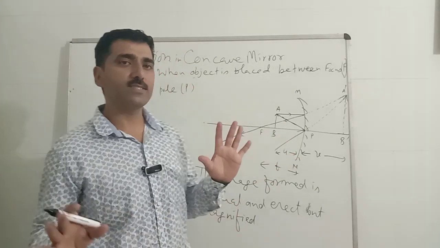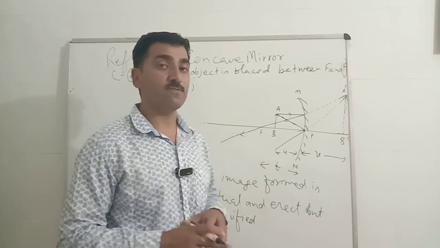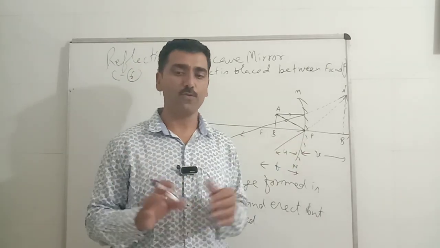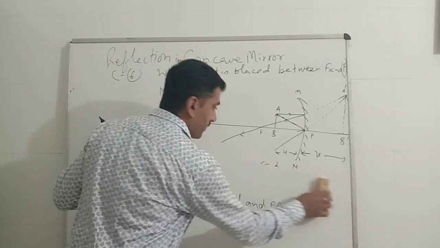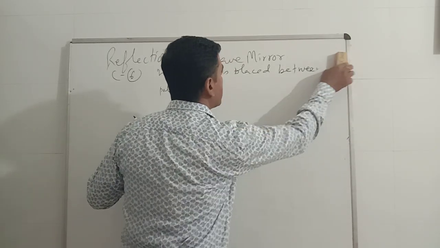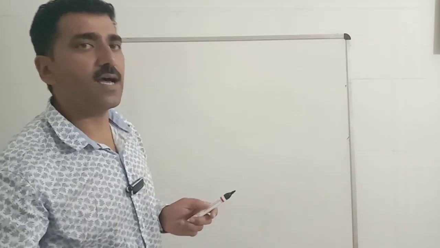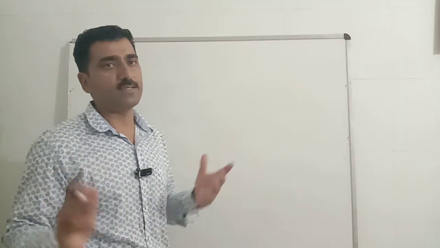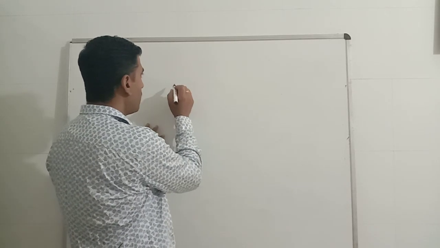So these are all cases of concave mirror. You have to remember these cases. If you remember these cases, with the help of these cases, you can easily solve all your numericals. Let's go ahead with one or two numericals so that you come to know how to solve them. Numericals are very important in this. Generally numericals or these cases are asked in the CBSE examination. So I am coming ahead with a numerical.